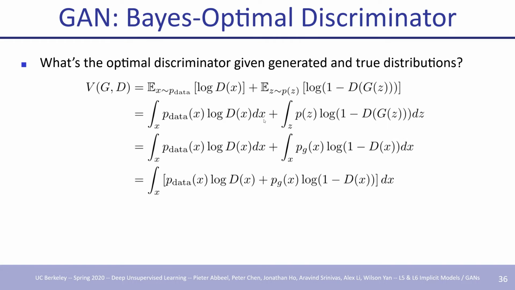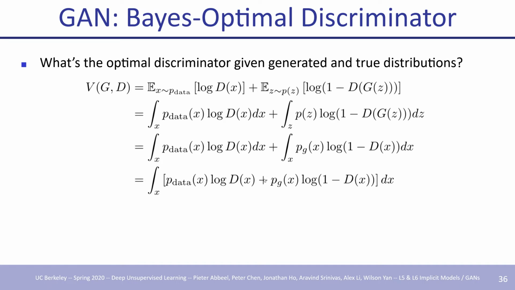So all they've done is just change the expectation into an integral. In the next step, instead of Z, it's just changing the variable into X, because if you pass Z through G, then you'll get X, which is an image. So we can think of it as the probability of generating this image X, and then the discriminator labeling it as true or fake.